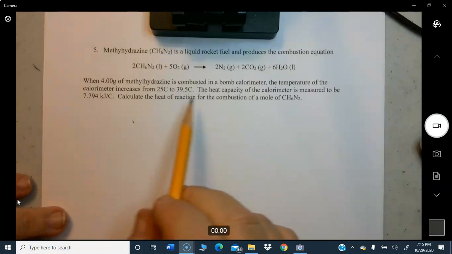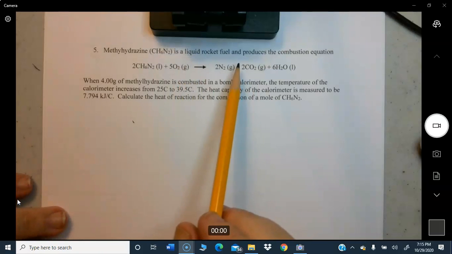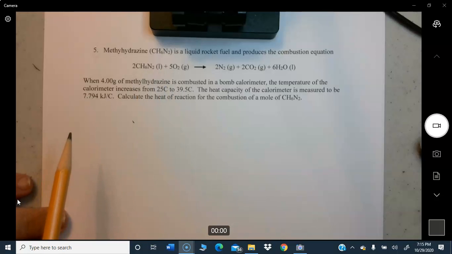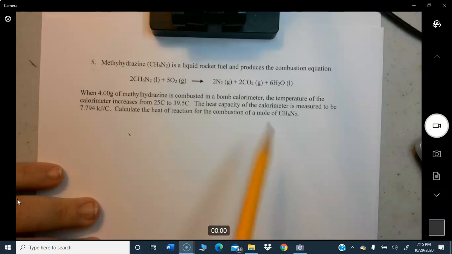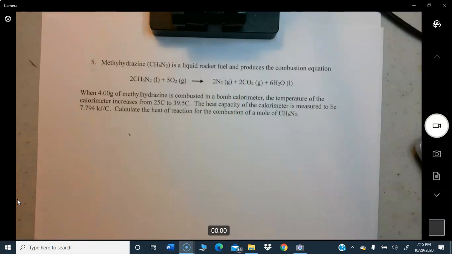So methylhydrazine is a rocket fuel. There's the formula for it, and let's go ahead and figure out the molar mass right now. So C is 12.01, and H6 is 1.01 times 6. And nitrogen is 14.01 times 2.